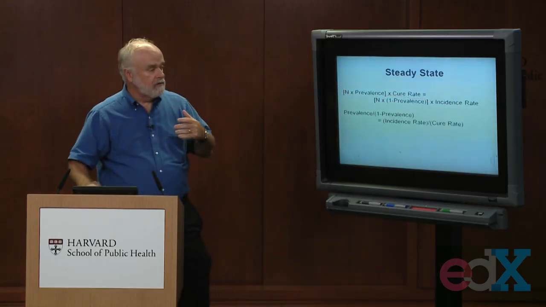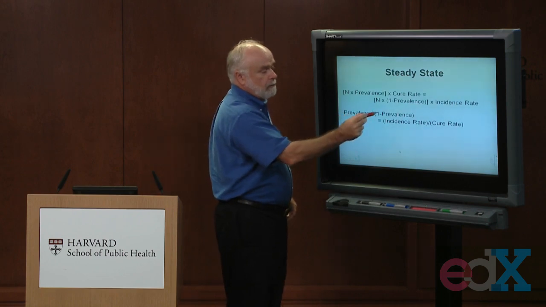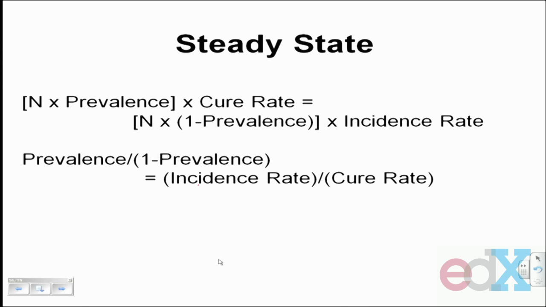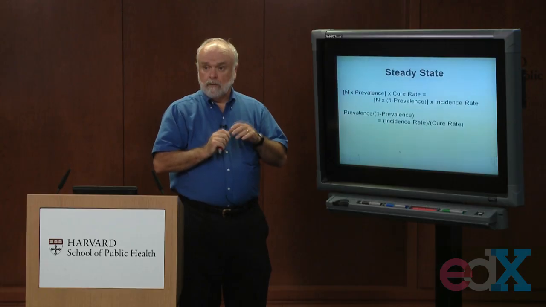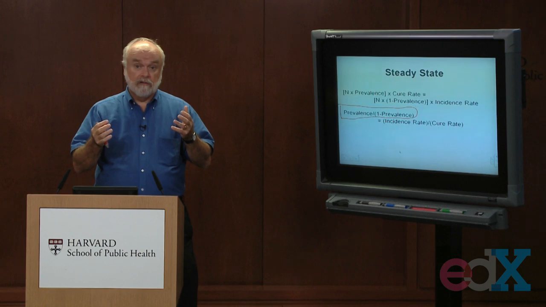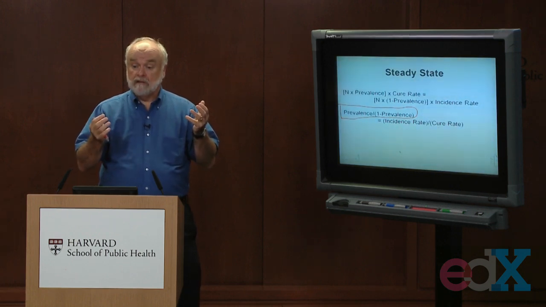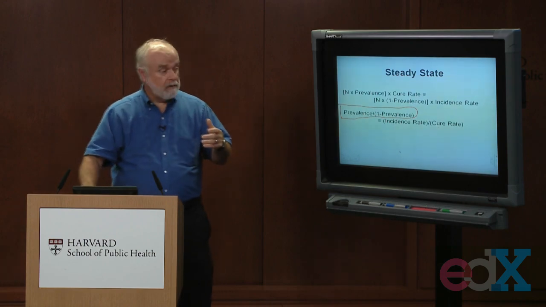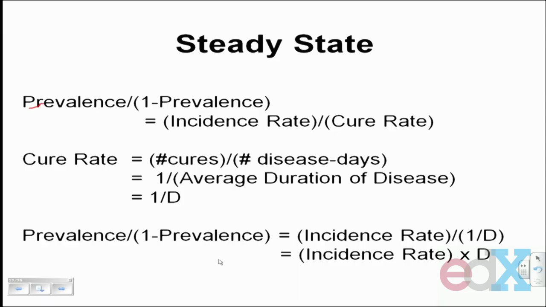And what I will have when I do that is an equation that says prevalence divided by 1 minus prevalence equals incidence rate divided by the cure rate. What I'm going to do is take the cure rate and put that on the other side of the equation. Well, the left-hand side of this equation is something that we've seen before. A prevalence is a proportion, the proportion of people with disease. Prevalence over 1 minus prevalence is the odds of having disease. So this equation can be simplified by saying that the prevalence over 1 minus prevalence, or the odds of having disease, is equal to the incidence rate divided by the cure rate.